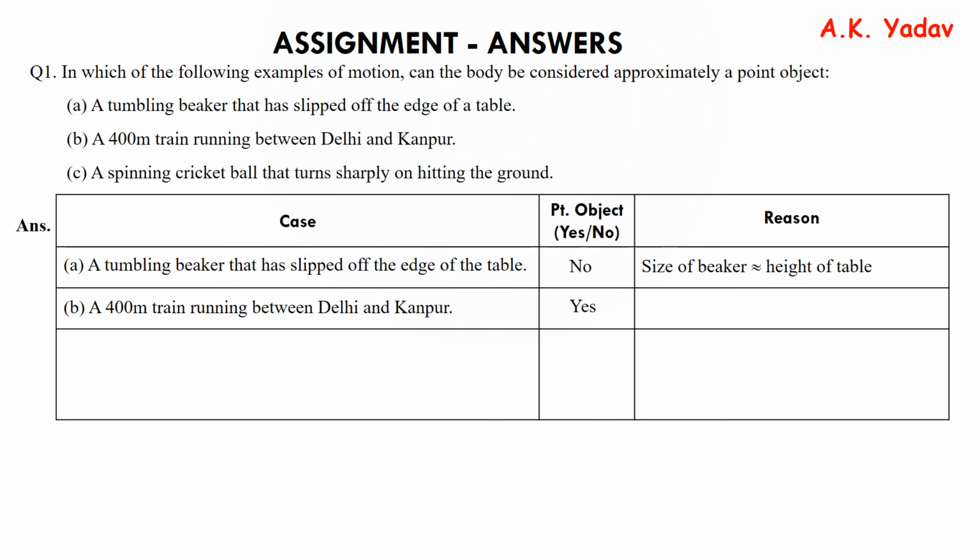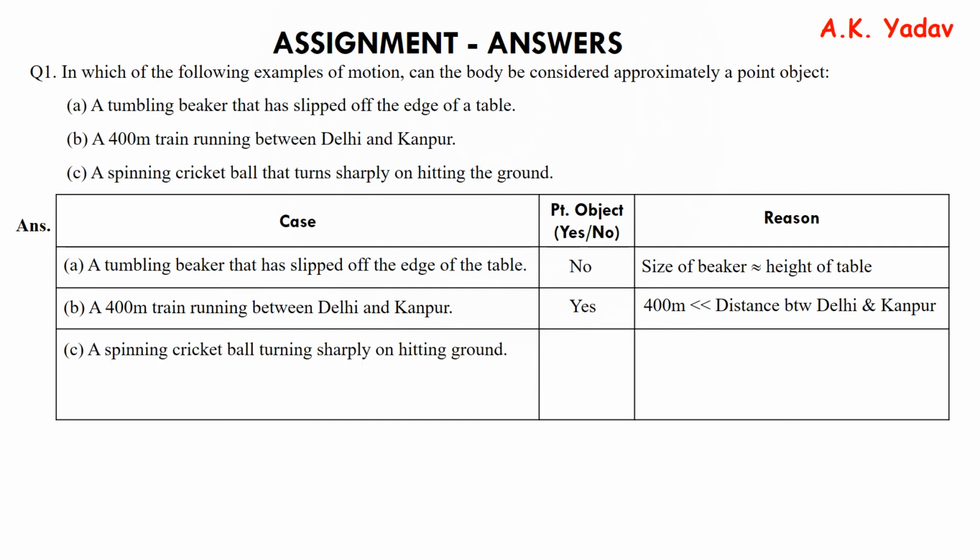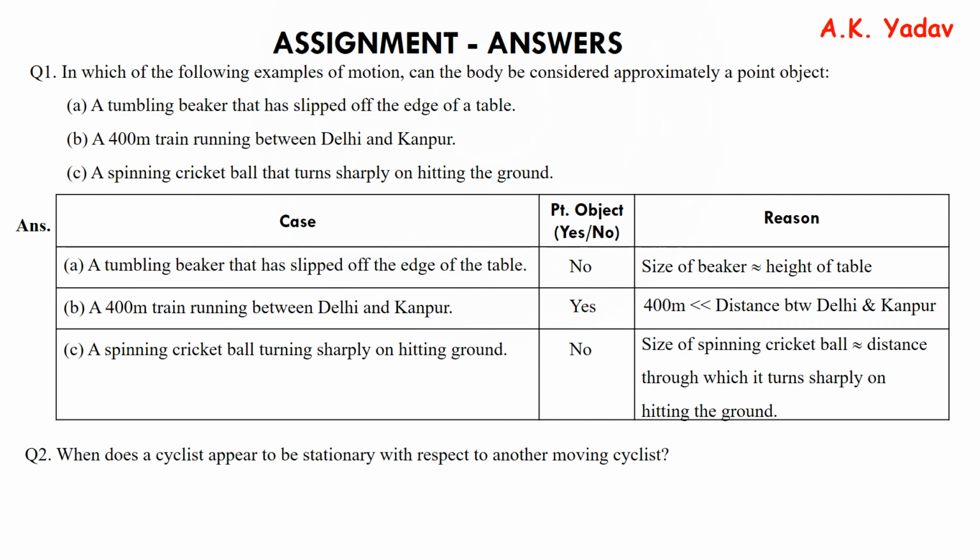400-meter train, yes, it is a point object because 400 meter is very small as compared to the distance between Delhi and Kanpur. A spinning cricket ball, this we did in examples also, so it's not a point object because the size of the spinning ball is comparable to the distance through which it turns sharply on hitting the ground.